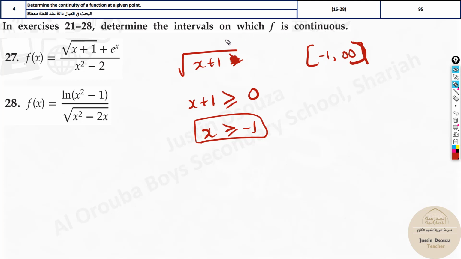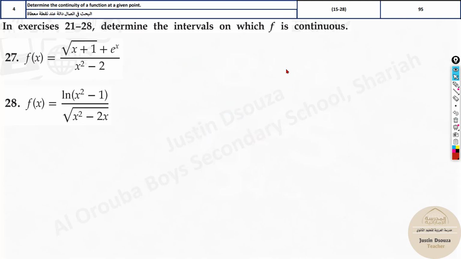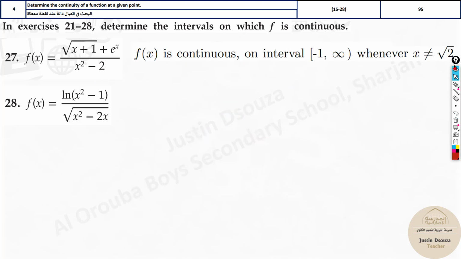This is continuous everywhere. But look at the denominator. Whenever the denominator is 0, it's undefined over there. That's a problem, right? So let me just erase this. See, the first part of the question is found out. But what about over here, right side? This is important now. Look at this. X squared minus 2 cannot be equal to 0. Okay? So let's solve that.